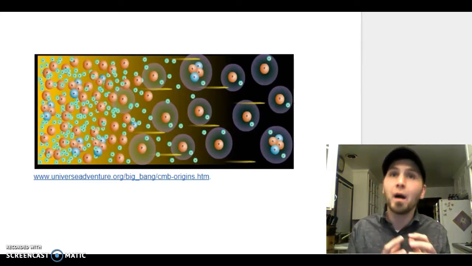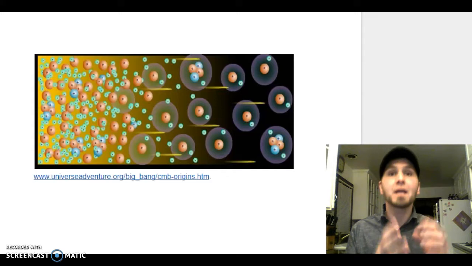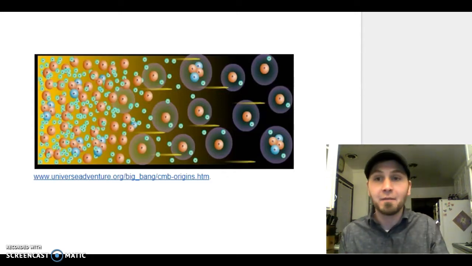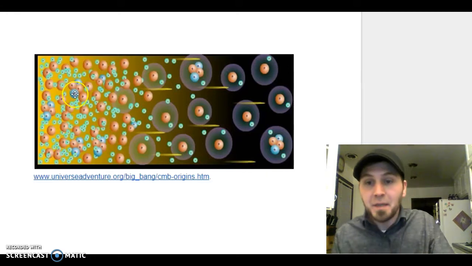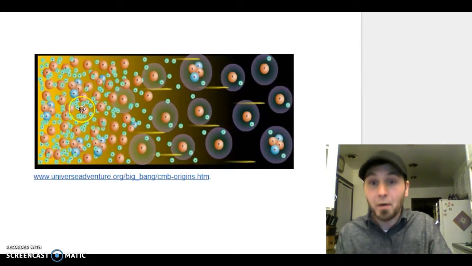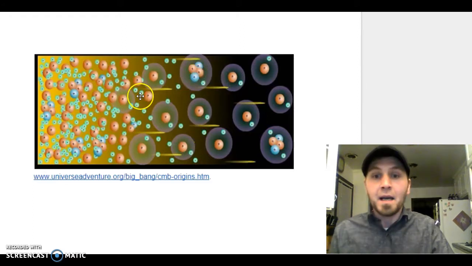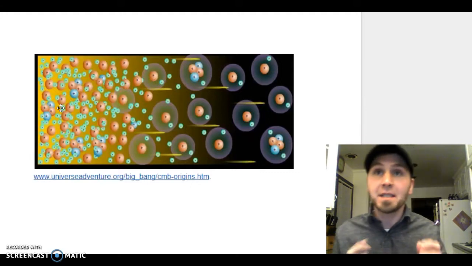So as things cooled off, the universe went from being opaque to transparent, and it was like billions of flashes going off in all directions. This picture sort of shows the particle soup, the formation of atoms, and the photons escaping. And the most amazing part is, these photons are still around, and they are what make up the CMB.